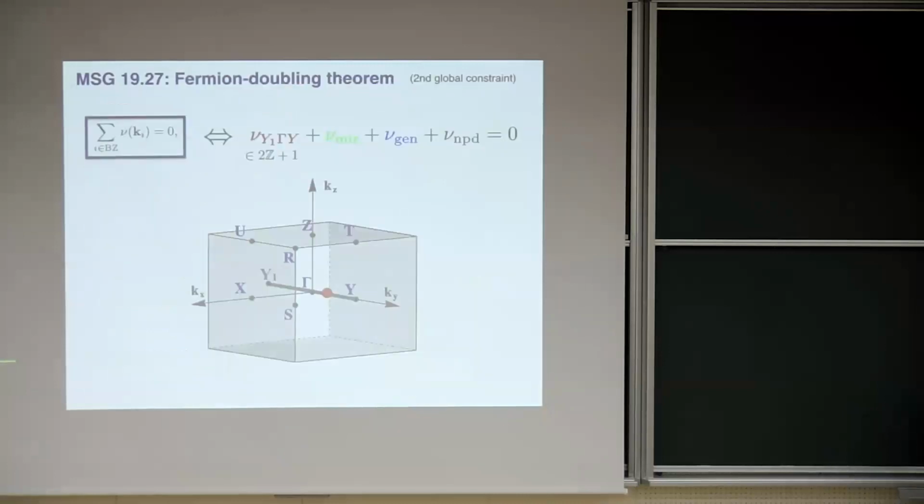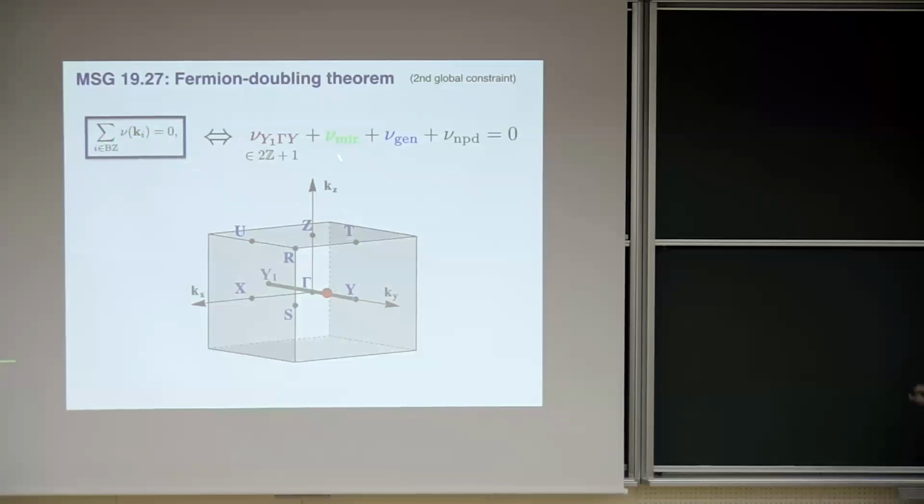Okay, so far I have used all these three generators of the space group, and I have used the local constraint and the first global constraint to derive the presence of an odd number of Weyl points on this ky axis. But what is missing is the third theorem, namely the fermion doubling theorem, which tells you that the Chern numbers summed up of all crossings in the Brillouin zone must be 0. So let's see how we can use this argument. We can split this sum up into different contributions in the Brillouin zone.